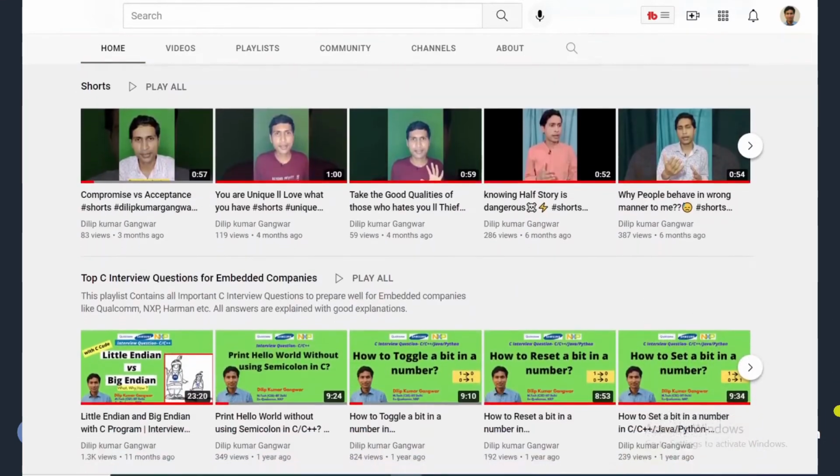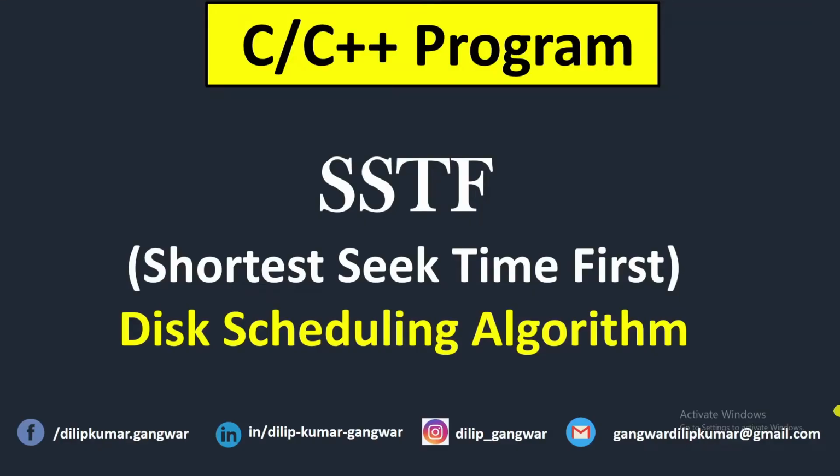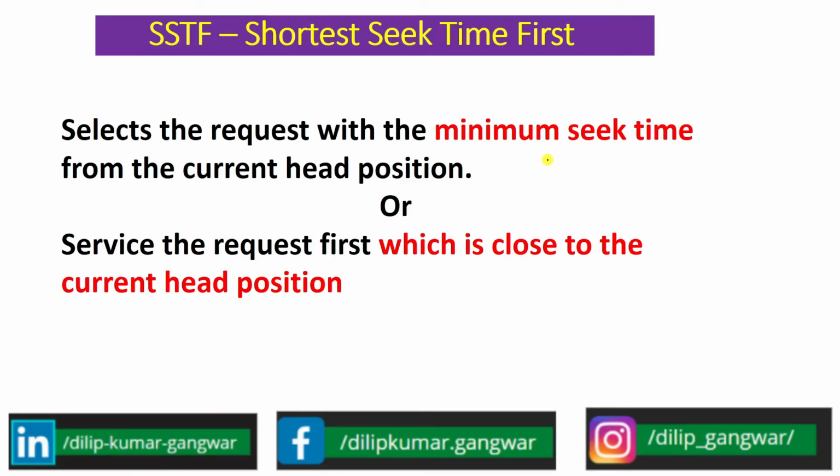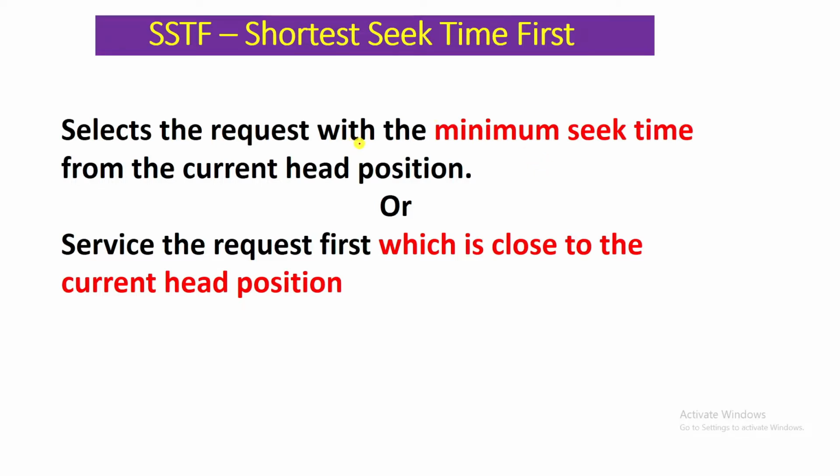So now let's start with our implementation of the SSTF disk scheduling algorithm. In the previous video, I have already told you how we can apply the SSTF algorithm on a given request queue. The SSTF algorithm, as the name suggests, selects the request which is closer to the current position of the read write head. According to that, it will choose the disk IO request.